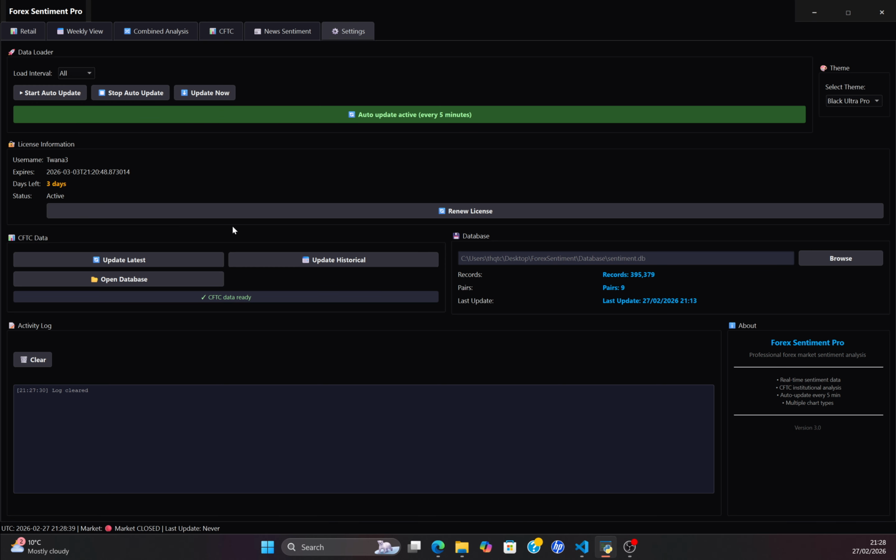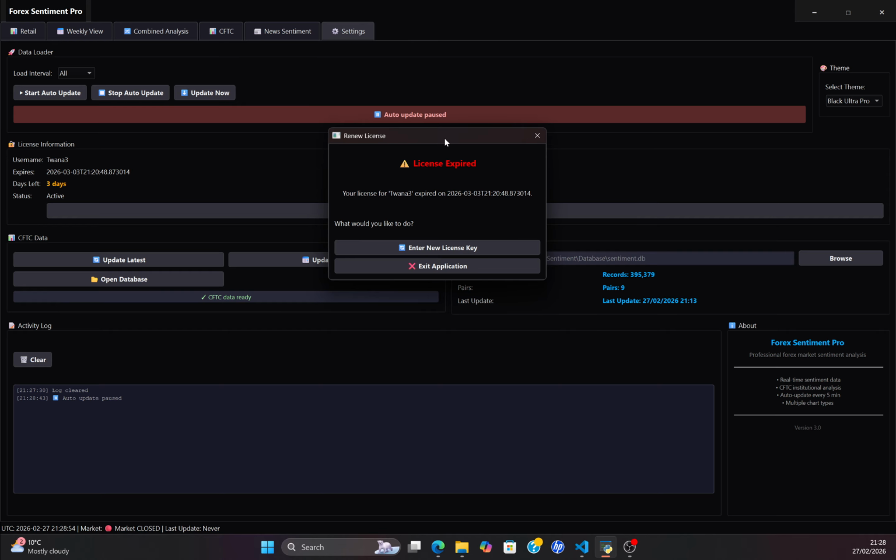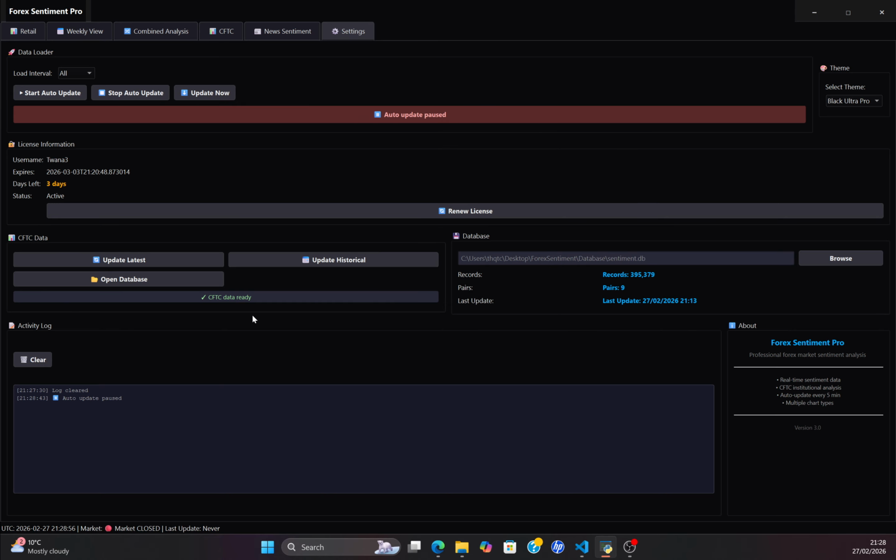For now, I'm going to stop it. So I'm going to show you how everything works. And then on the right side, you have a theme where you can select between blue and black. You have your license information here. Once your license is expired, you can renew it here, send a request.